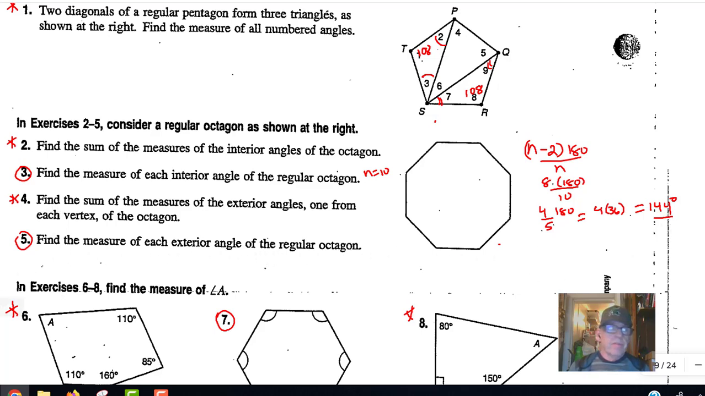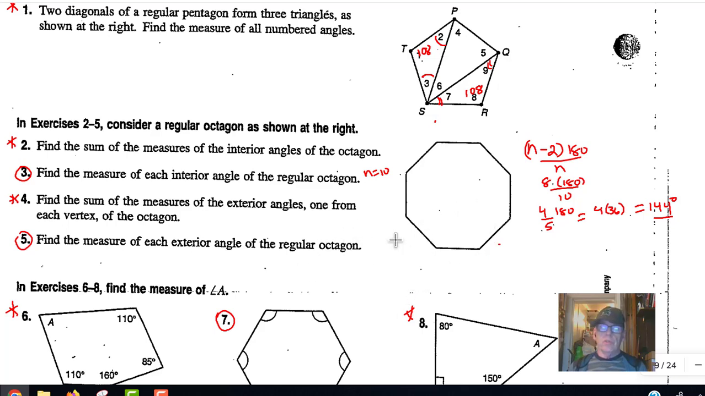Okay, let's do number 5. Switch colors. Find the sum of the measures of the exterior angles, one at each vertex. Find the measure of each exterior angle of the regular octagon. So, a couple of ways we could go about this. If each angle in a regular octagon is going to be 144, then 144 from 180 means 36. We've got 10 outside angles, each one's 36 degrees.